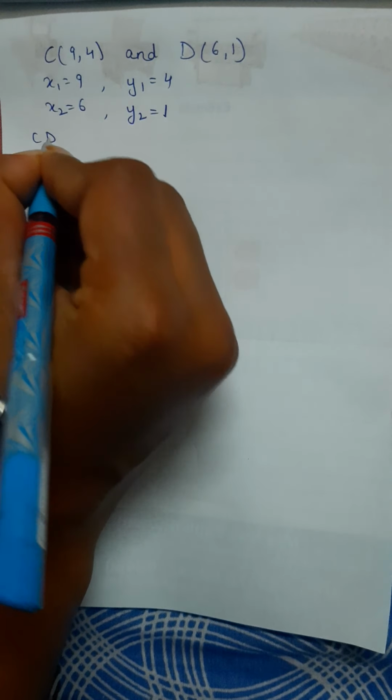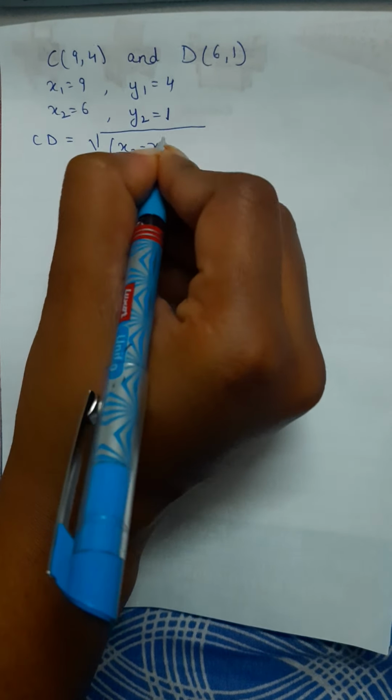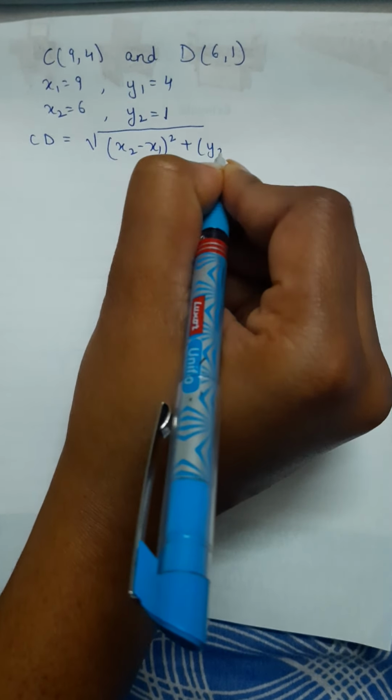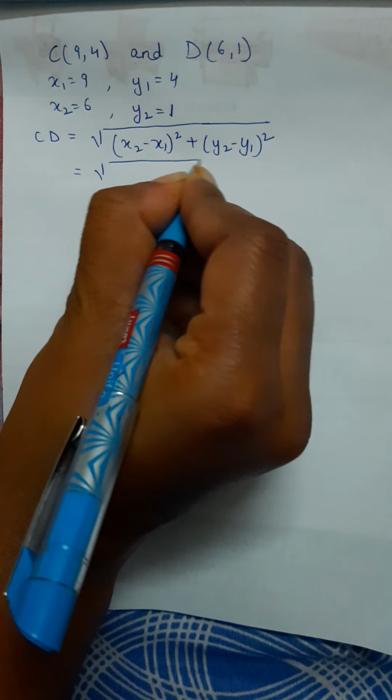Now to find out the distance of CD, first put the formula, that is x2 minus x1 का whole square plus y2 minus y1 का whole square. Now put the values.